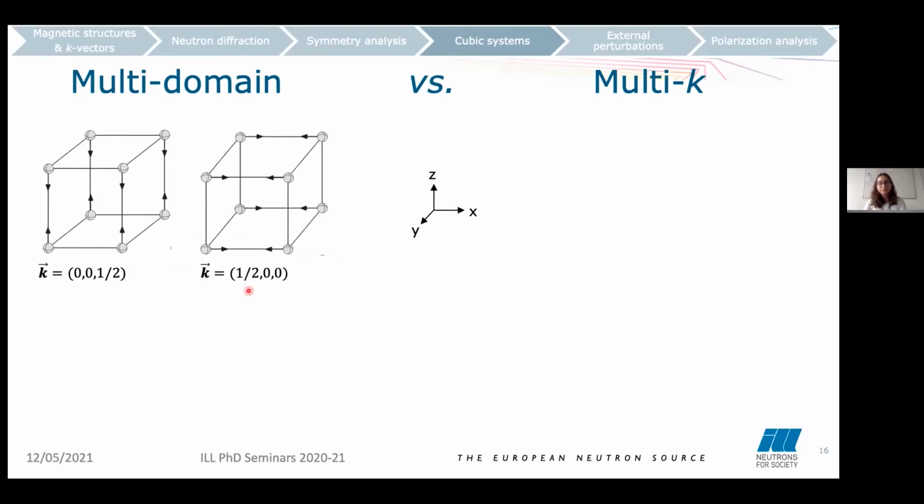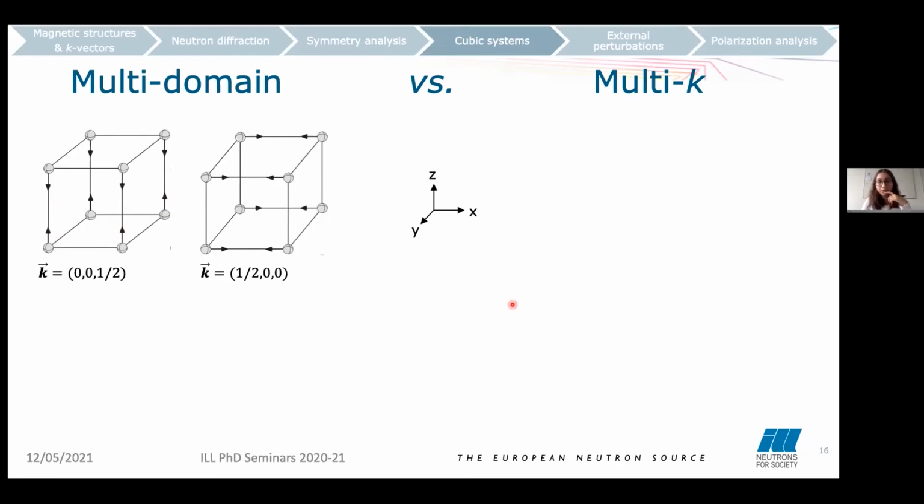And what happens is that these two structures are degenerate, and when your system cools through the magnetic phase transition, there is no reason for it to pick one structure over the other. And some parts of your sample may order in one domain and some in another domain. But when this happens, you see it in your diffraction pattern as extra magnetic reflections.